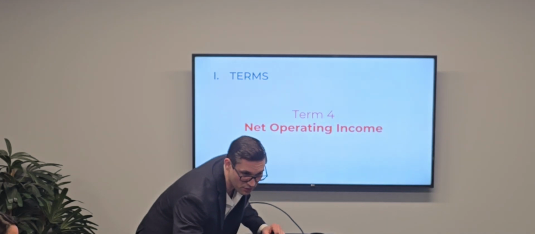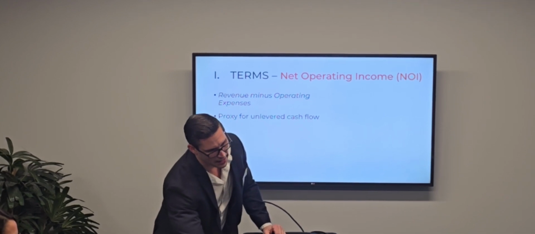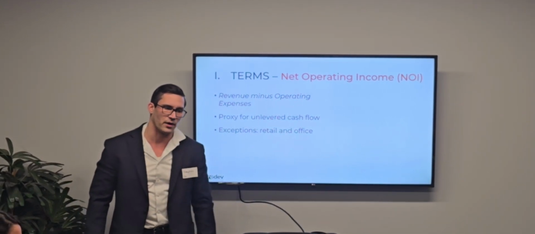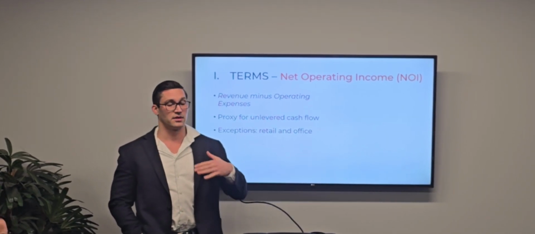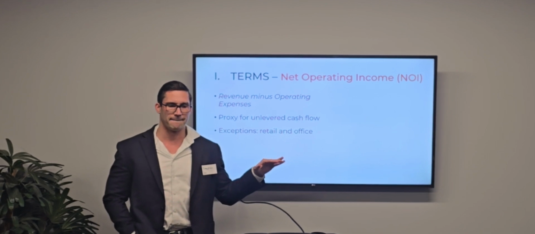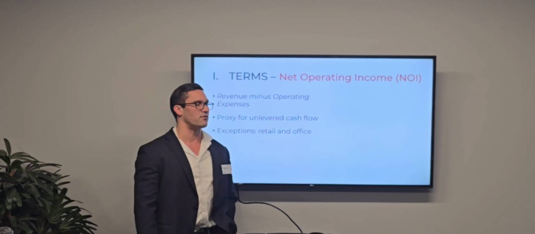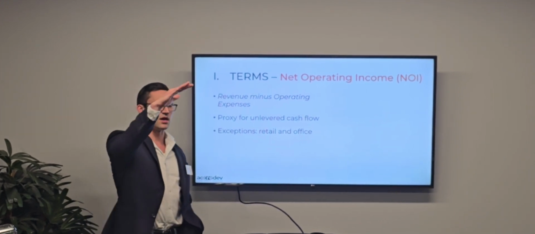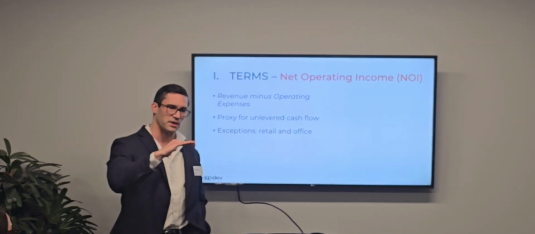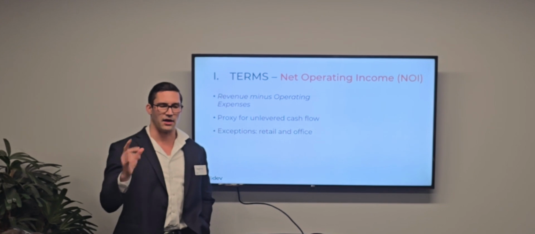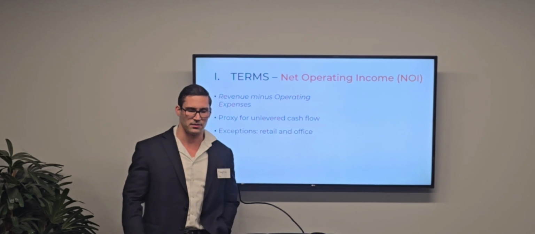Okay, I'm sure everyone's familiar with net operating income. It's revenue minus operating expenses, and generally it's used as the proxy for unlevered cash flow. So how much would the property produce in cash if there were no debt on the property? The exceptions are retail and office, because in those cases you're going to have tenant improvements and leasing commissions, stuff that on a financial statement falls below net operating income. But for simplicity, generally speaking, NOI is what you can use as your unlevered cash flow per year.